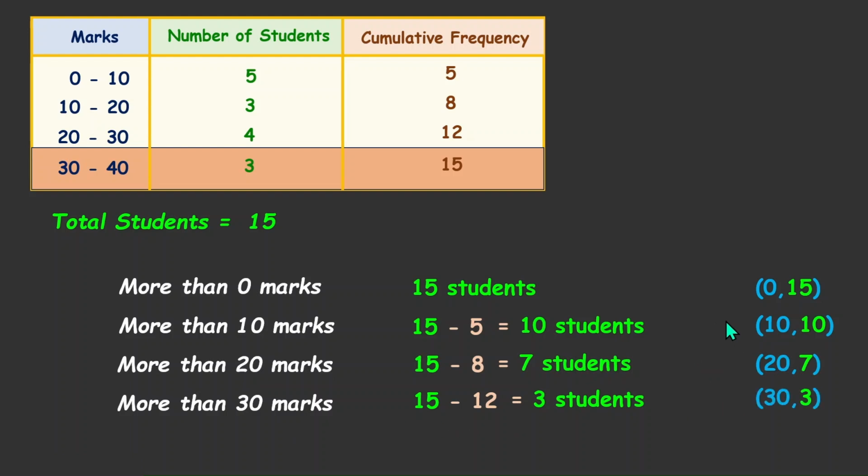Now note here, while in the less than curve, the x-axis, we took the upper boundaries. But here, when we're constructing a more than curve, we are taking the lower boundaries. This is 0, there is 10, there is 20, and there is 30, right? So for a more than curve, we'll have the x-axis with lower boundaries of class intervals, right? And now let's make these points for the entire table.